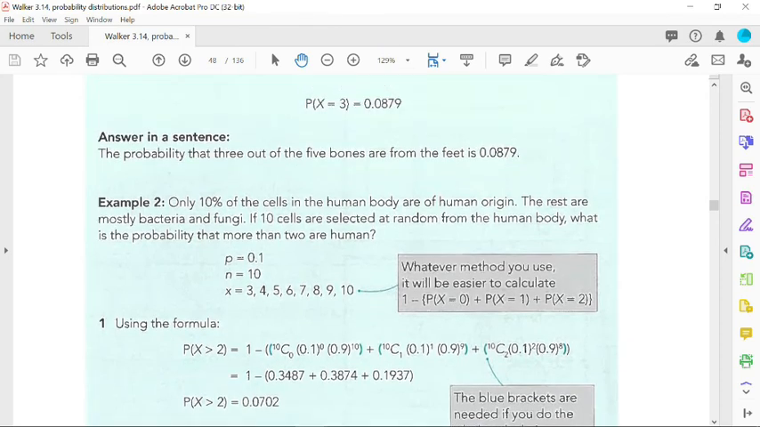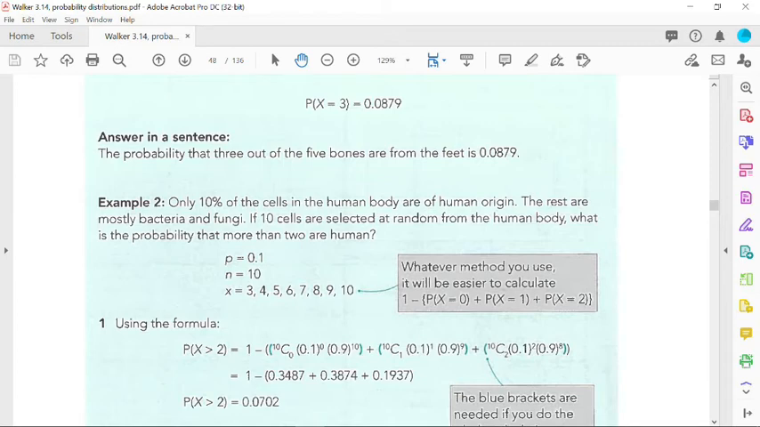So let's look at another one. Only 10% of the cells in the human body are of human origin. Does that confuse you? 10% are of human origin. The rest are mostly bacteria and fungi. If 10 cells are selected at random, so what does that tell you? The number that we selected at random, so our N is what? 10. There you go. And what is the probability that more than 2 are human?